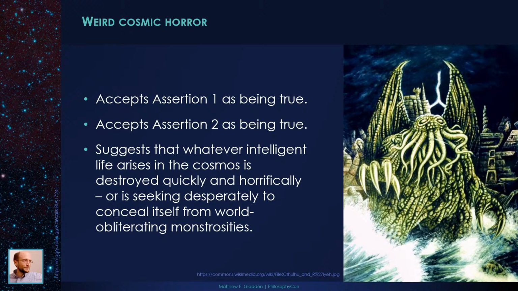In many cases, cosmic horror accepts assertions 1 and 2, and it resolves the paradox by suggesting that countless forms of life have arisen in the cosmos, but there are a few entities of unfathomable destructive power that obliterate whatever life arises. Moreover, these cosmic monstrosities often have weird geometries that make them undetectable to earthly science. This offers a fairly pessimistic solution to the Fermi paradox.